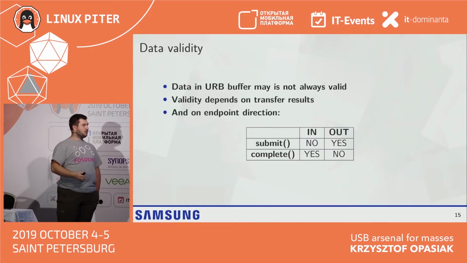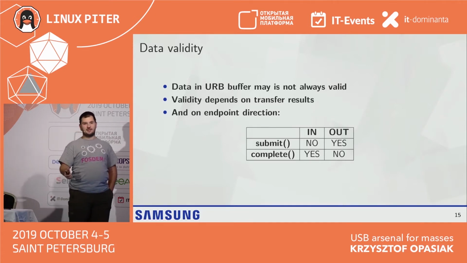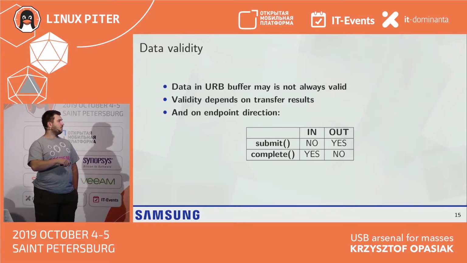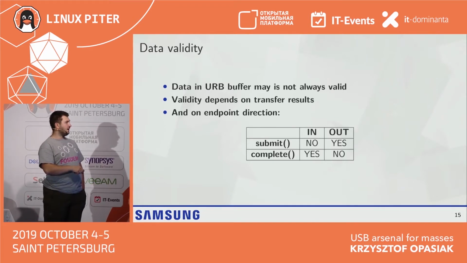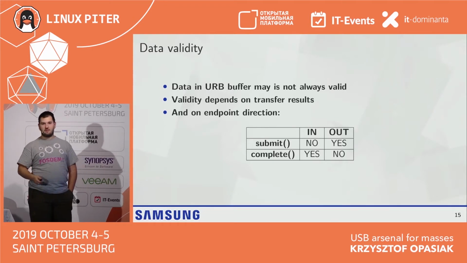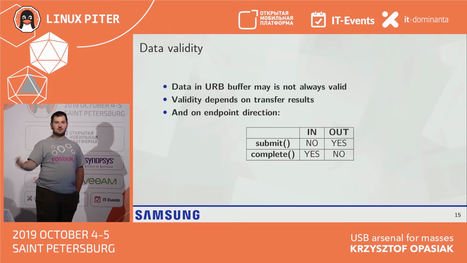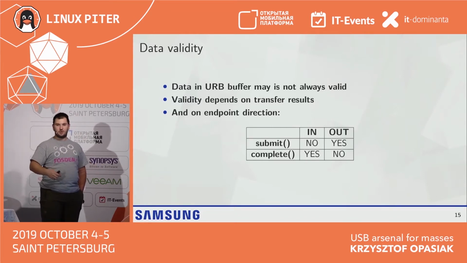Another important thing to notice is that because a URB is only an envelope for data, depending on the direction of the request, you need to check for data in different places. So basically, if the transfer direction is from host to device, then you need to check the data at the submit event. If the transfer direction is from device to the host, then you need to check for data in the complete event. Because whenever you are issuing the URB, the envelope may be empty, right?